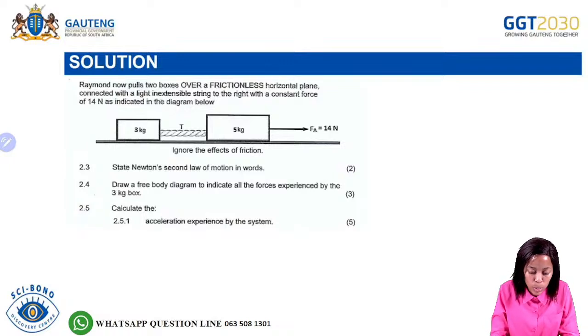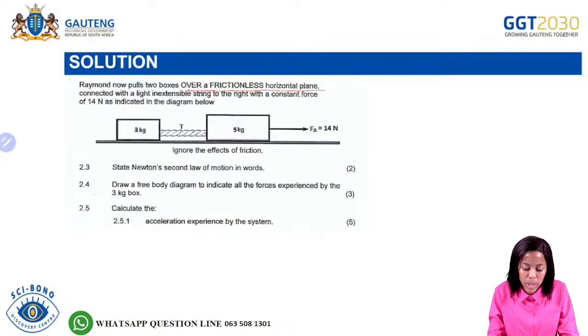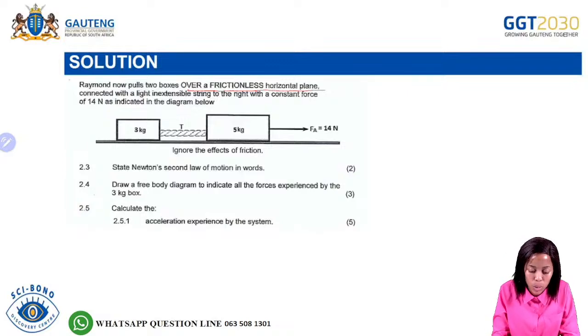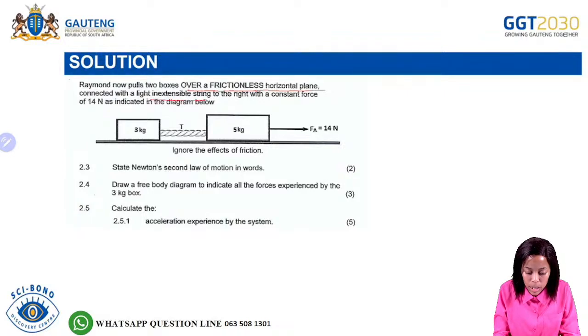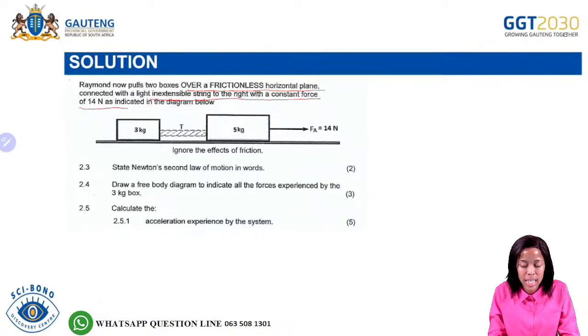It says Raymond now pulls 2 boxes over a frictionless horizontal plane. So in this case, you can see that the word frictionless is even written in what? In capital letters. So we already know that in this case, it means that friction will not apply to our calculations. It says connected with a light inextensible string to the right with a constant force of 40 Newton as indicated in the diagram below.